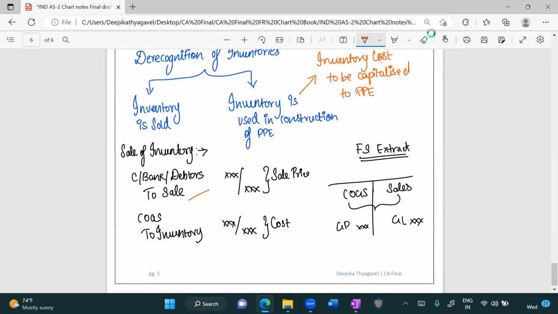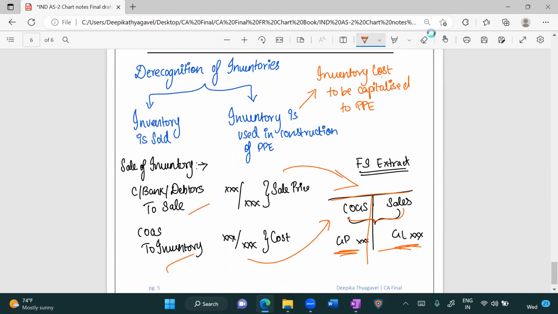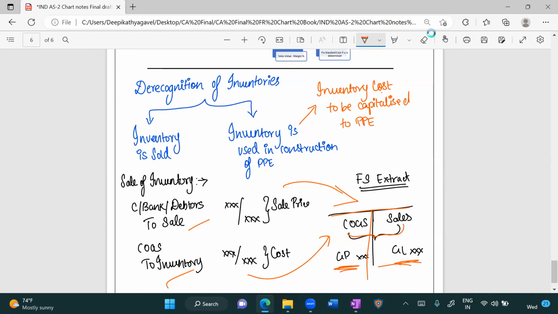And then your inventory is getting converted into your COGS. So for that, you will pass the entry COGS to inventory. Now, if you want to see that from this entry itself, you will arrive at your profit or loss. How? For better understanding, I've given you an FS extract. If you see here, sales you will be recording here through this entry, right? Through this, you will get the COGS, and the difference of these two will be either your gross profit or your gross loss, right? So these are the two entries that are involved in case inventory is being sold.